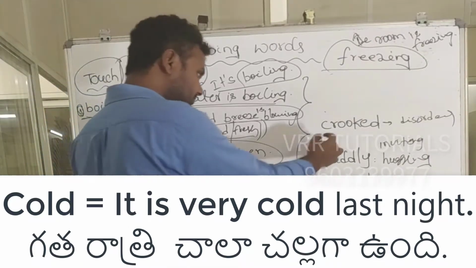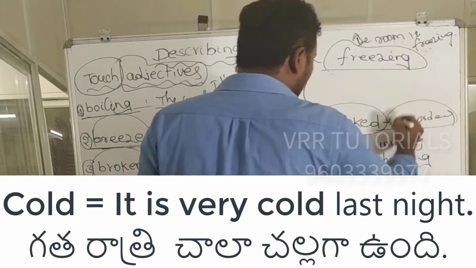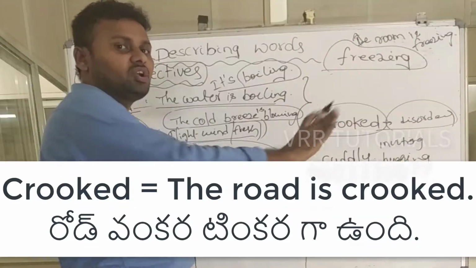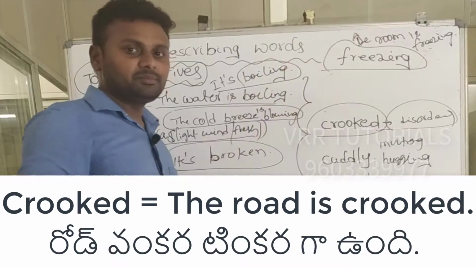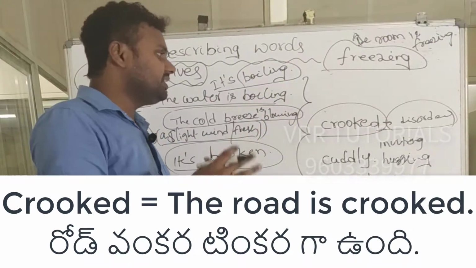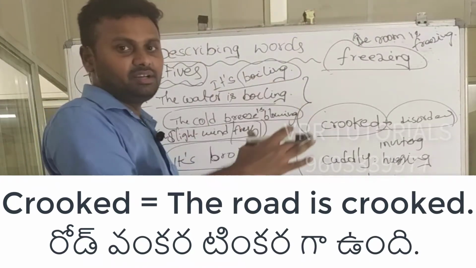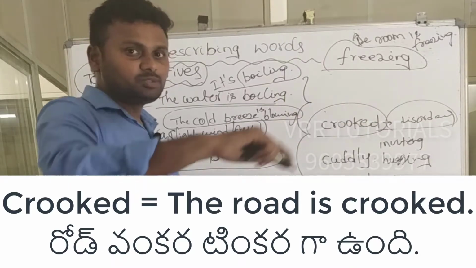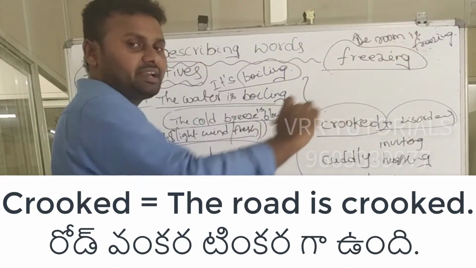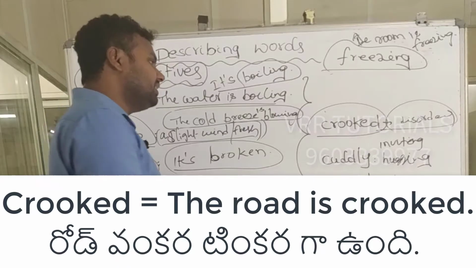Next, crooked. Crooked means disorder. Itla disorder lo undadu, vankaluga undadu, crooked. So it's a crooked road. The road is crooked, which means chala disorder ga undi, vankaluga ekku undi annattu. So crooked road.